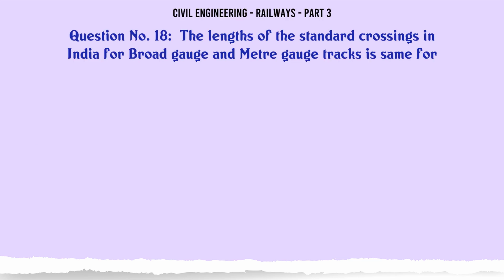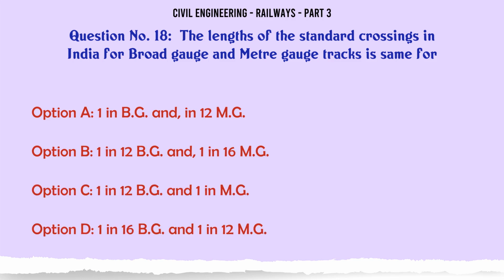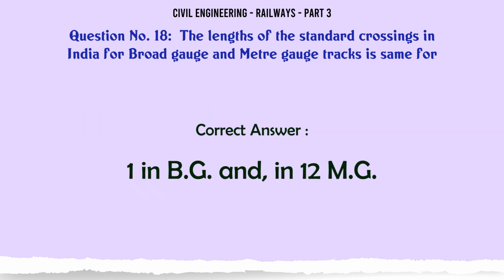The lengths of the standard crossings in India for broad gauge and meter gauge tracks is same for A, 1 in 8.5 BG and 1 in 12 MG. B, 1 in 12 BG and 1 in 16 MG. C, 1 in 12 BG and 1 in 8.5 MG. D, 1 in 16 BG and 1 in 12 MG. The correct answer is 1 in 8.5 BG and 1 in 12 MG.